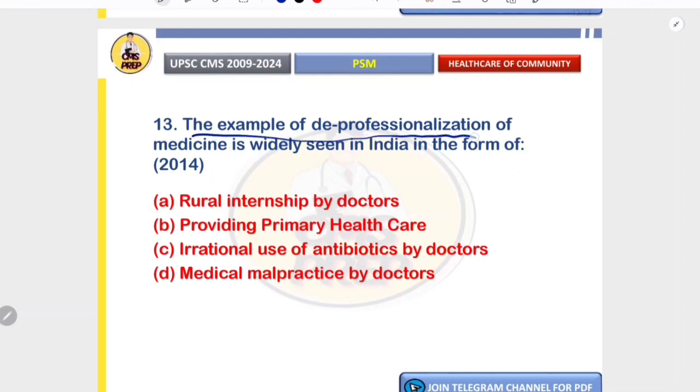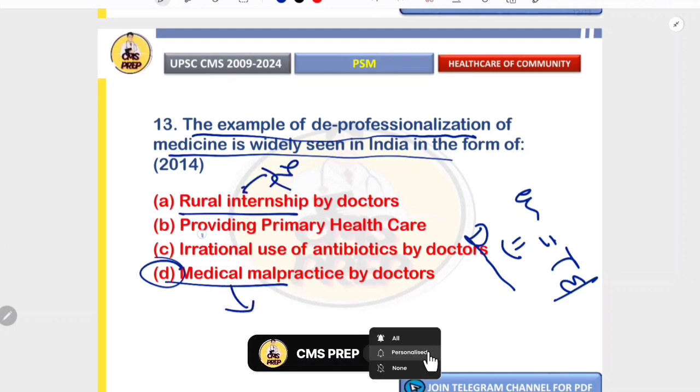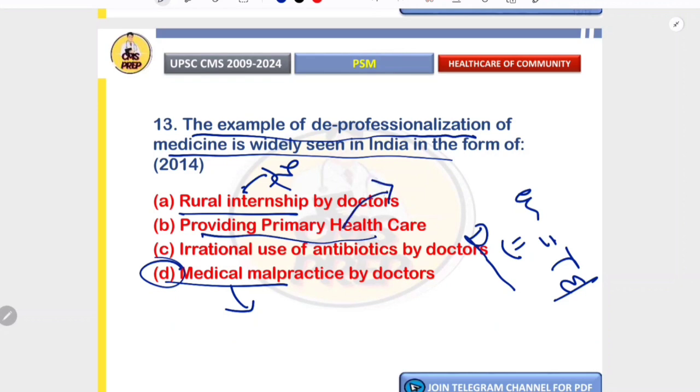The example of deprofessionalization of medicine widely seen in India is in the form of... See, when professionals act unethically, it damages the trust and standards, and this is known as deprofessionalization. So the correct option is D. Medical malpractice by doctor is a form of deprofessionalization. Rural internship by doctor is educational. Providing primary health care is a part of a doctor's job, or it is the professional work of a doctor. Irrational use of antibiotics by doctor is bad but not always a structural breakdown. Okay, so option D is the most correct one out here, and this is the correct option.